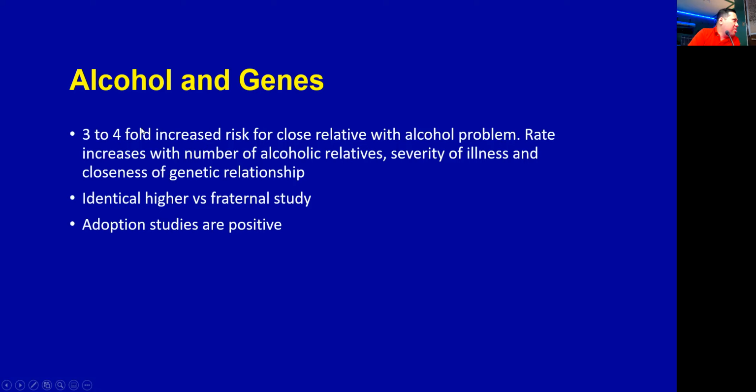Alcohol in genes. There's a 3 to 4-fold increase risk for close relatives with alcohol problems. The rate increases with the number of alcoholic relatives, severity of illnesses, and closeness of genetic relationship. So we're still talking about the biological aspect of alcohol and alcoholism.